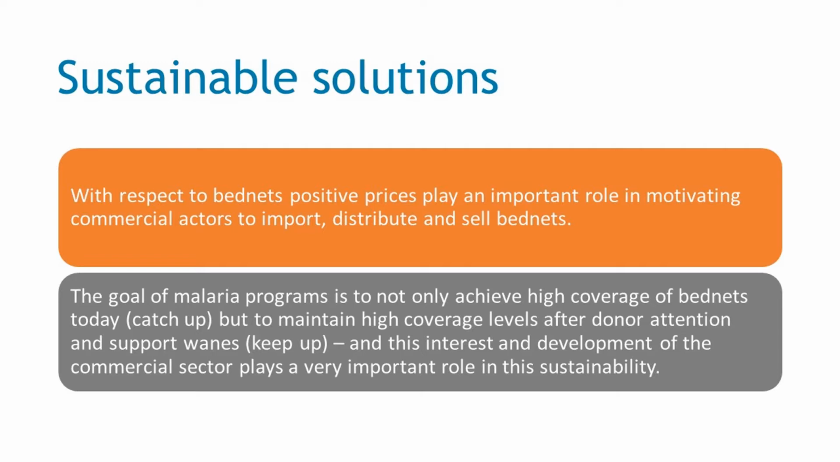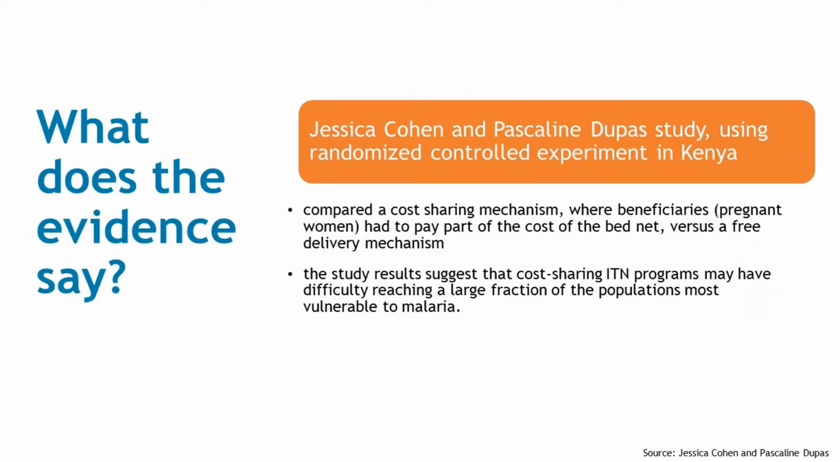But what does the evidence say? Jessica Cohen and Pascal Dupas of MIT conducted a randomized controlled experiment in Western Kenya to assess which options on delivery mechanisms for bed nets were the most effective and efficient. They compared a cost-sharing mechanism where beneficiaries had to pay part of the cost of the bed net.